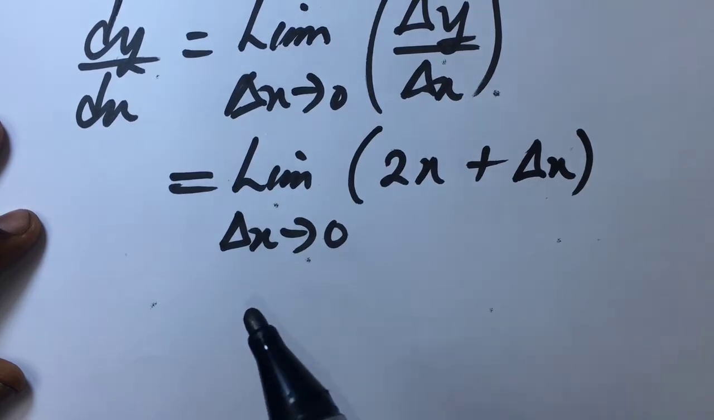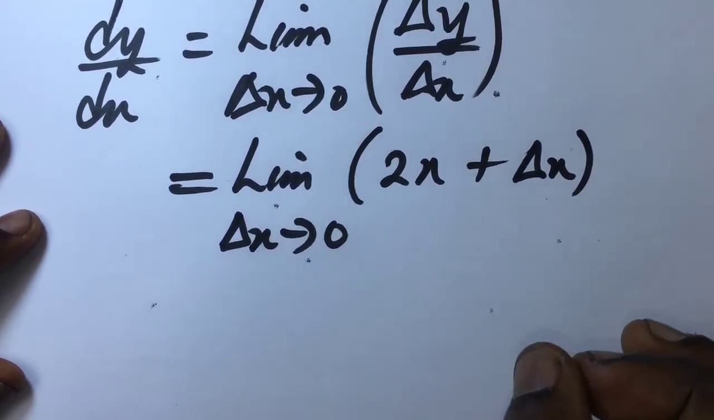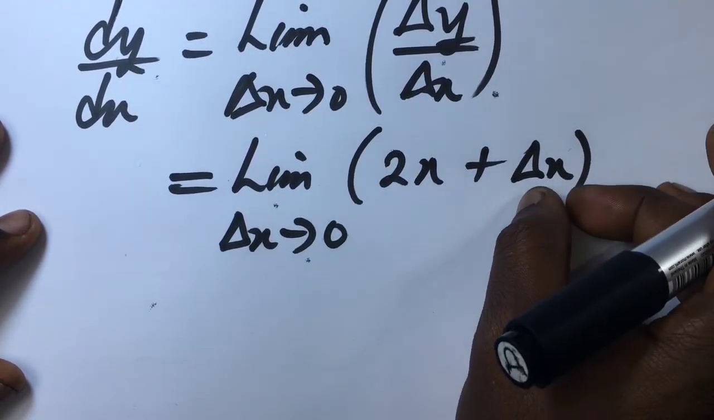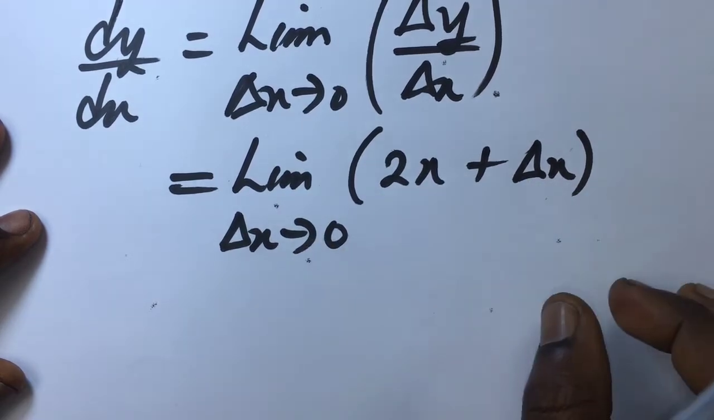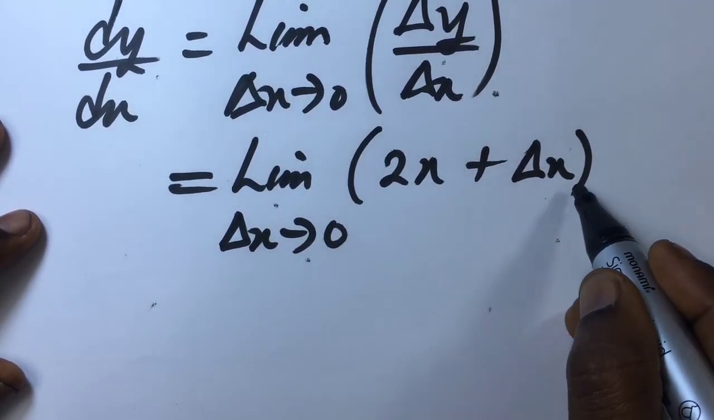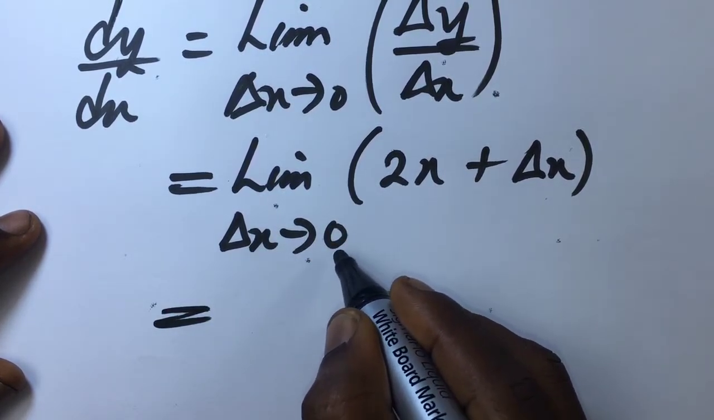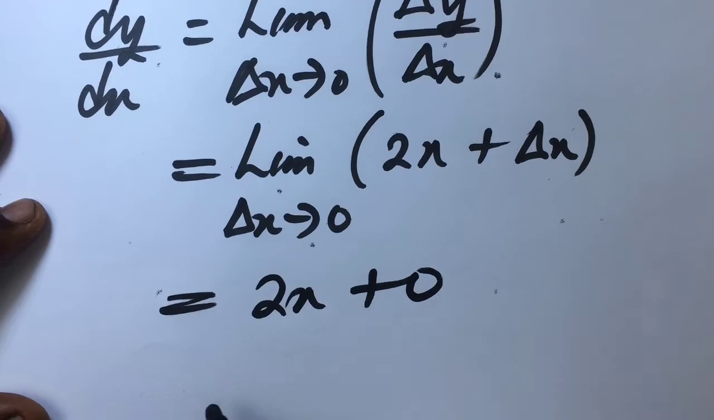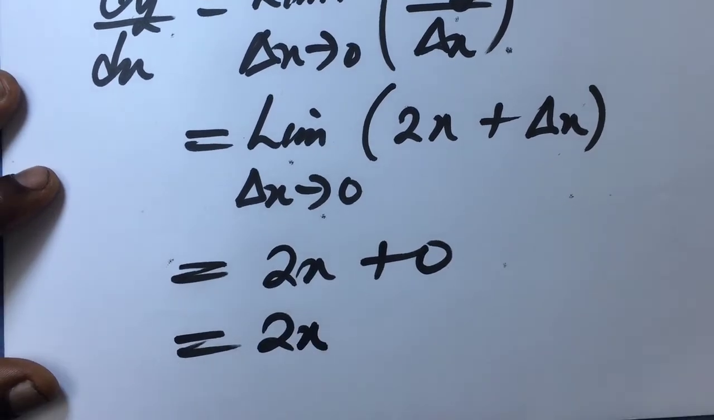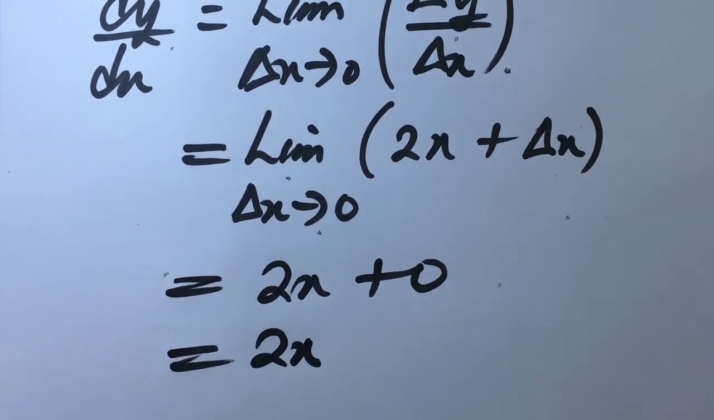Now, what this means is as change in x tends to 0, whatever component of this expression contains change in x becomes 0. So as change in x tends to 0, this becomes 0. This remains, and that would mean the limiting value as change in x tends to 0 will be 2x plus 0, giving us 2x. This implies that dy/dx, using the first principle of differentiation for y equals x squared, is 2x, and that completes the differentiation process using the FPD, the first principle of differentiation for this problem.